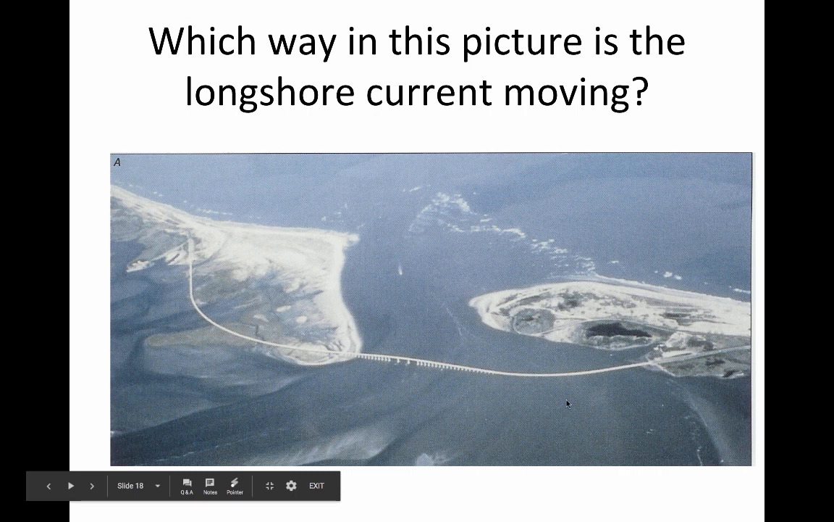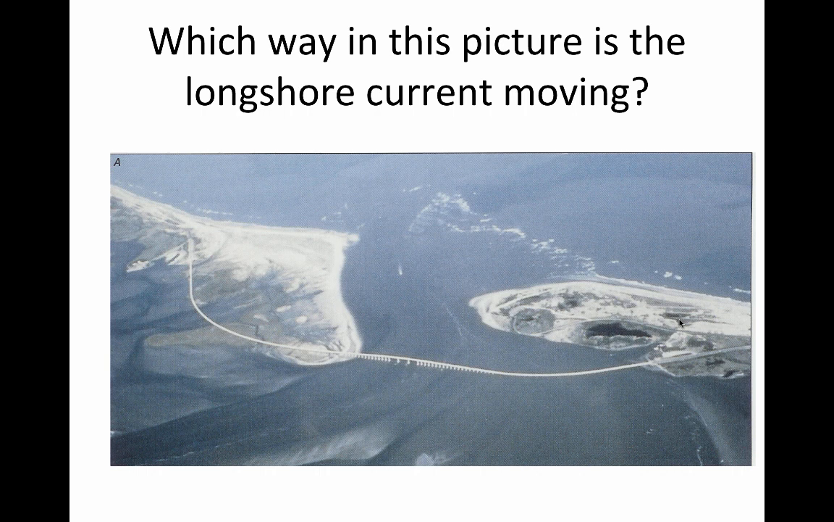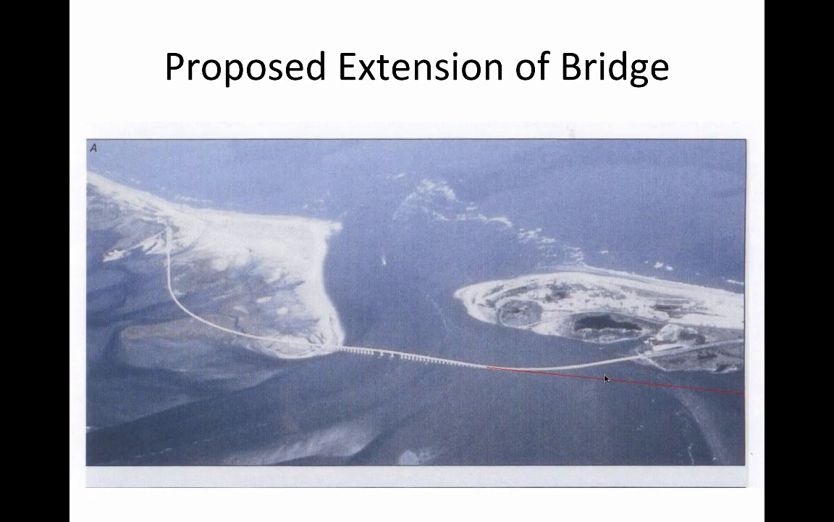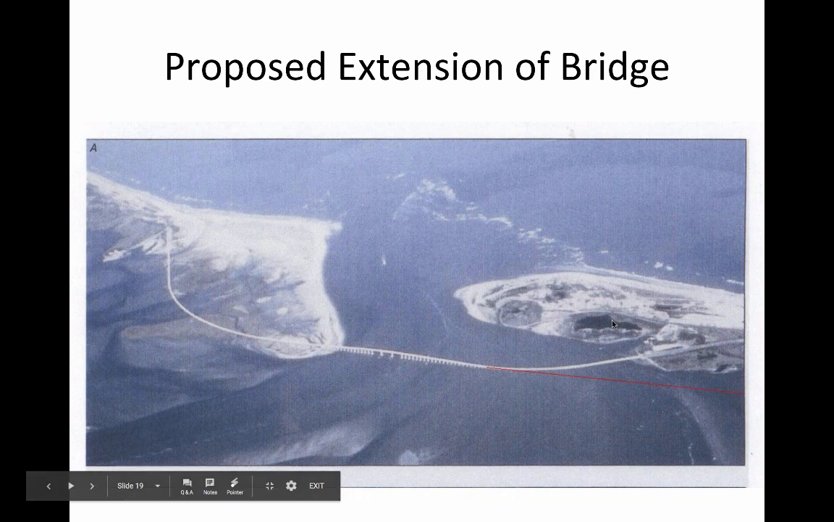And this is a huge problem for them because this bridge connects this island to the outside world. Without it, they have no way of going to grocery stores or getting the goods they need to live. And so they're actually going to project the bridge way over here and let this just erode away, and eventually this will link back up. So that means the longshore current is moving to the right in this picture because it's building up here and then eroding away here.